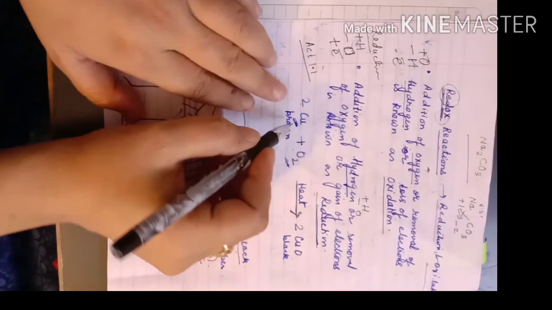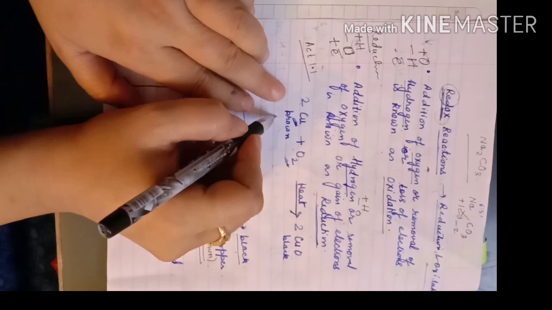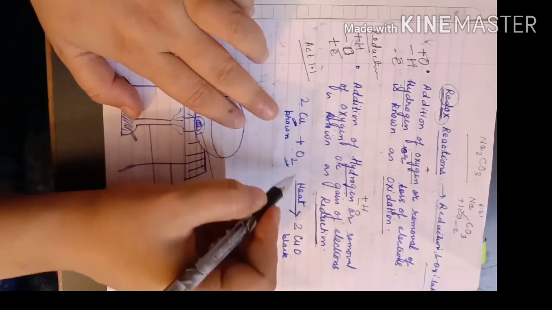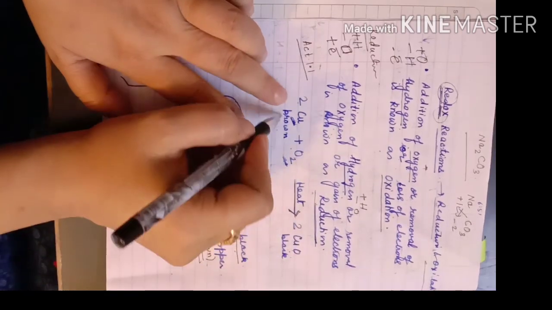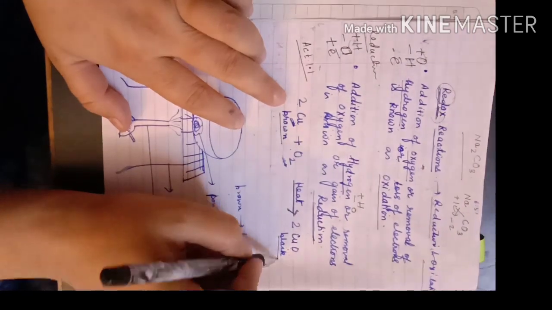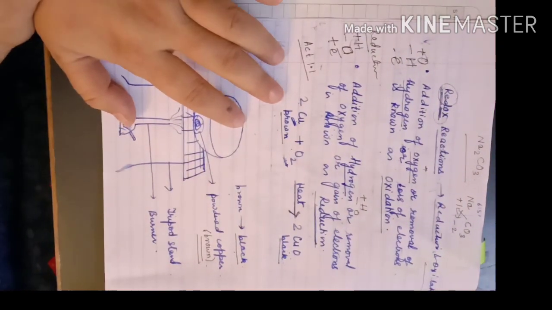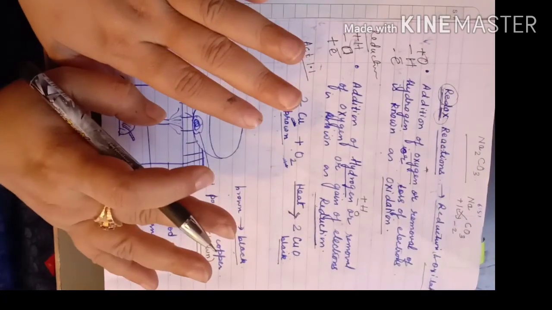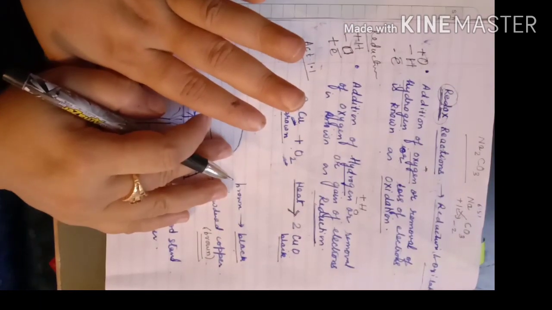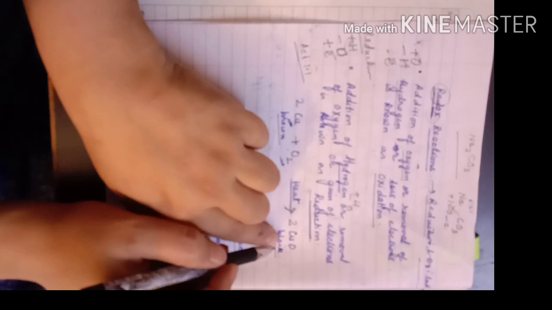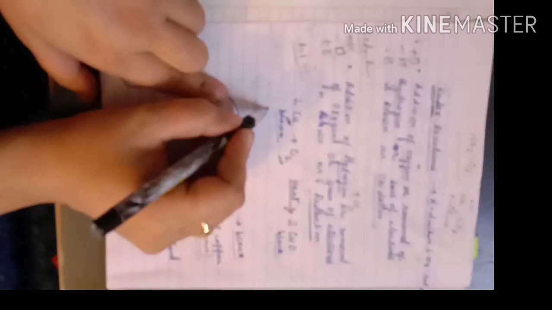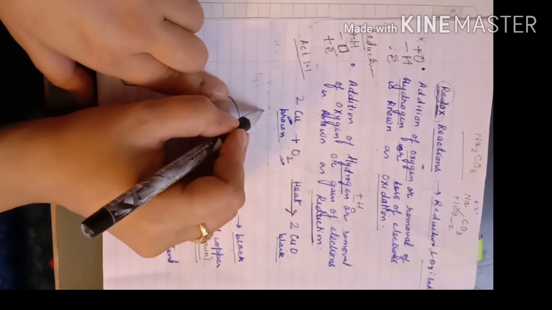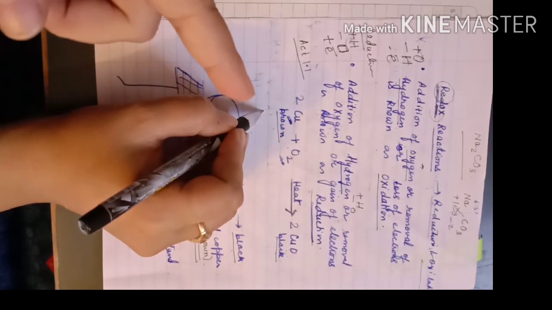We can write this in equation form also: copper when it reacts with oxygen gives copper oxide. Copper is brown in color, copper oxide is black in color. The reverse reaction can also happen when you pass hydrogen gas over the copper oxide.